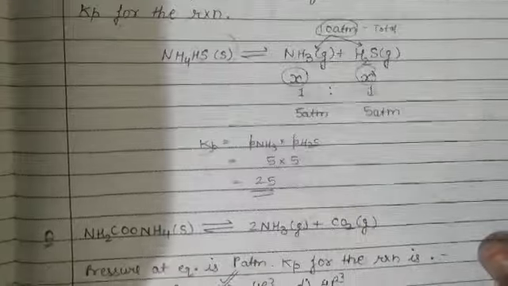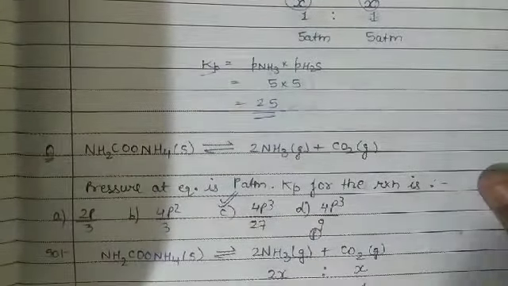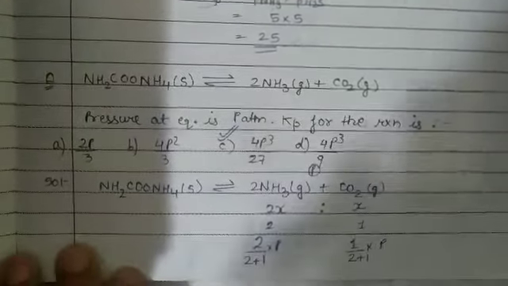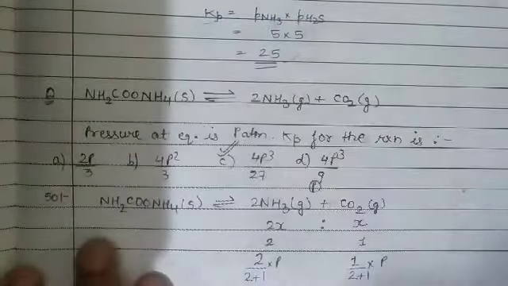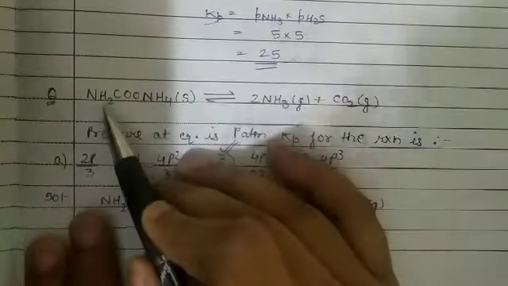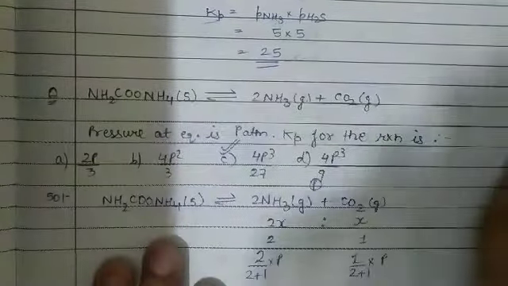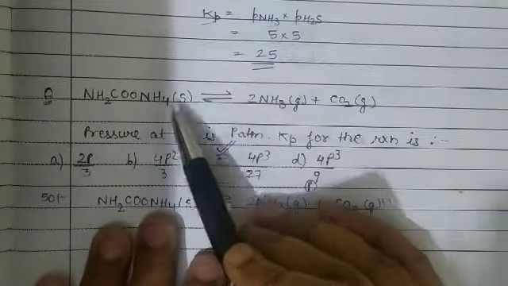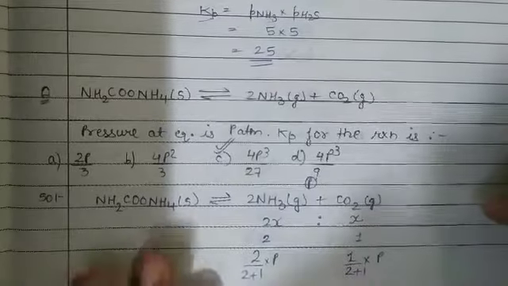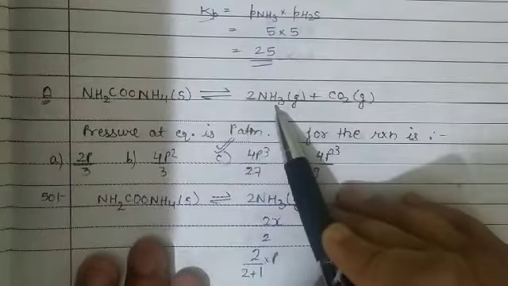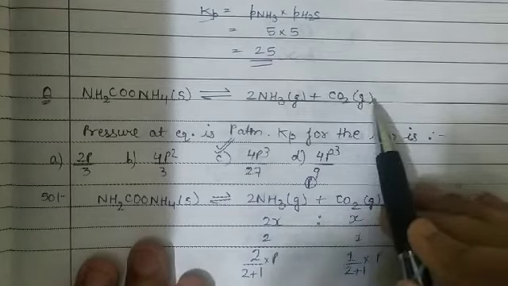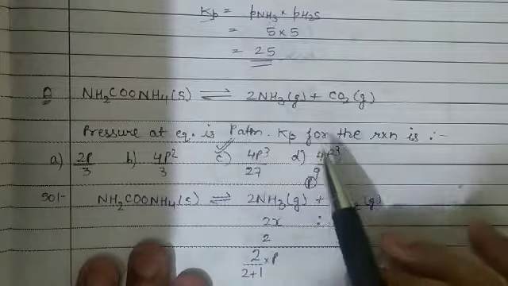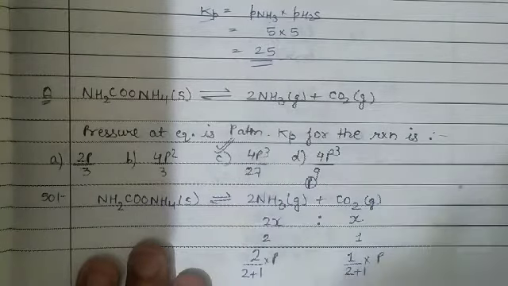The next question is basically again based on the value of Kp. See, the question is about the compound known as ammonium carbamate, which is NH2CONH4. So ammonium carbamate dissociates into 2 moles of ammonia and 1 mole of CO2, and it is given the pressure at equilibrium is P atm. So we have to find the Kp for this reaction.